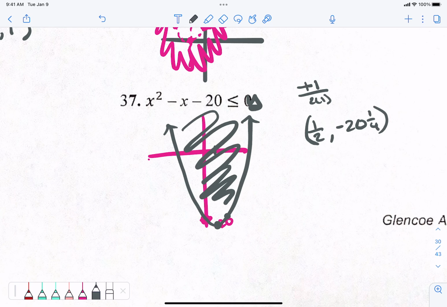Can you not put fraction ones on the test? I won't put fraction ones on the test. I'll make them nice. That one is really icky.